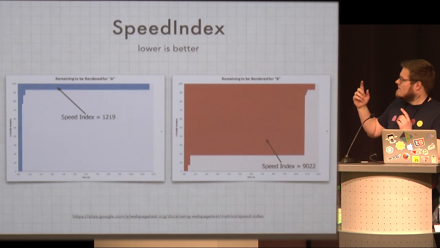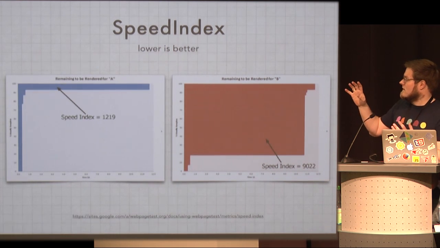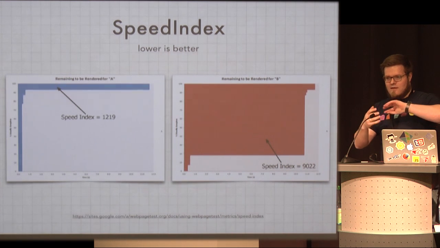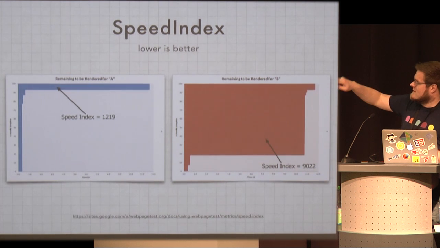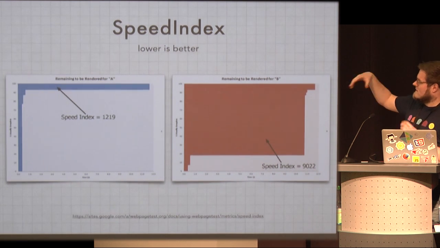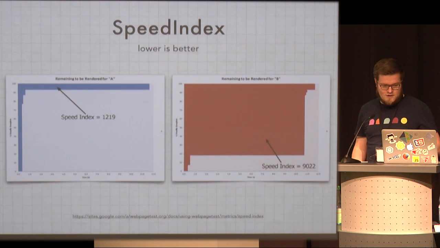And the speed index measures the left upper area of this line. So it's like an integral, but the other way around a little bit. Yes, so you see the blue area is quite small, the red area is quite big, and big is not so good, so lower is better, and you want to be the left one.